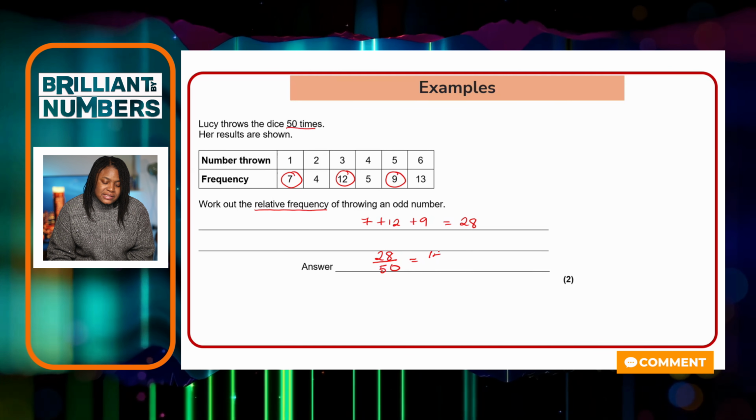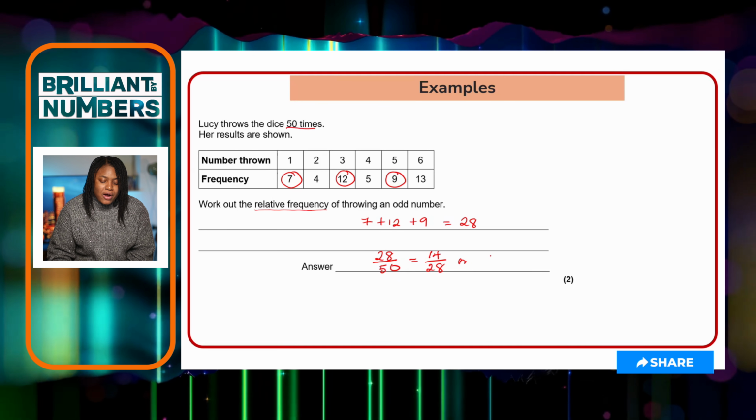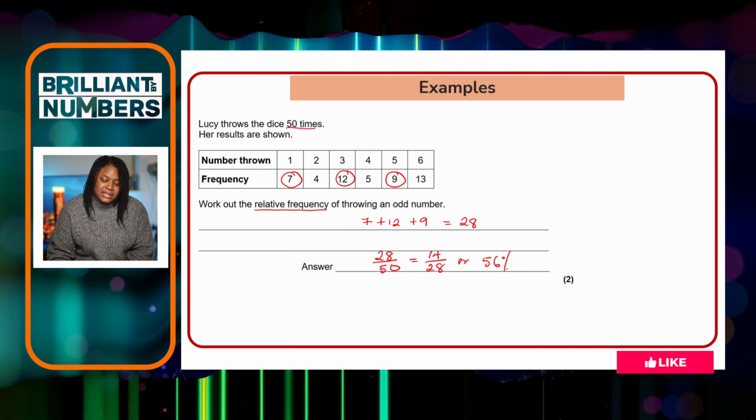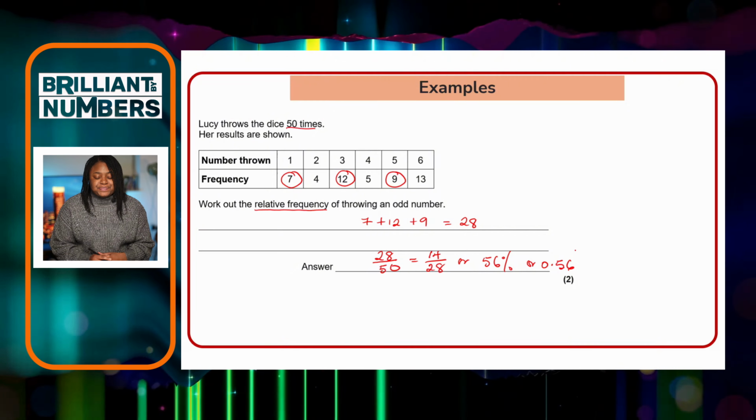Half of 28 is 14 and half of 50 is 25, or I could say it's 56%, or we could write that as 0.56. Beautiful. So now that we've looked at how to write our relative frequency down, we're now going to look at expectation.